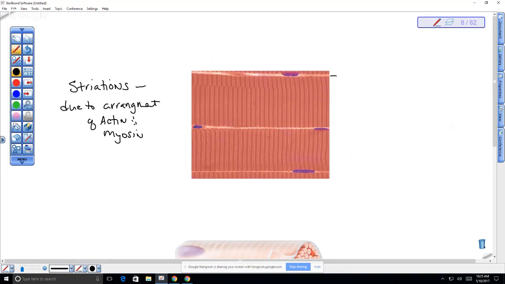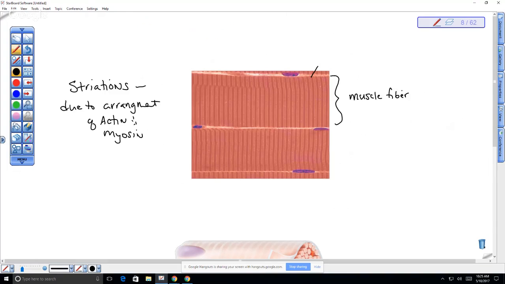These muscle cells can be really long, so they're not showing the whole muscle cell here, because in the big muscles they can be very long. So this is a muscle fiber. And notice the banding pattern.